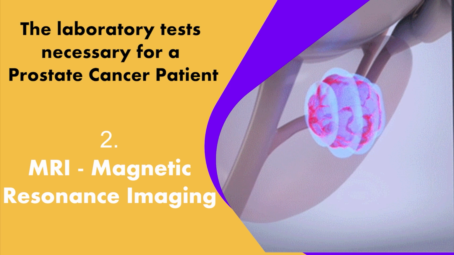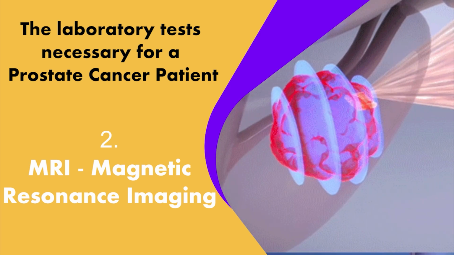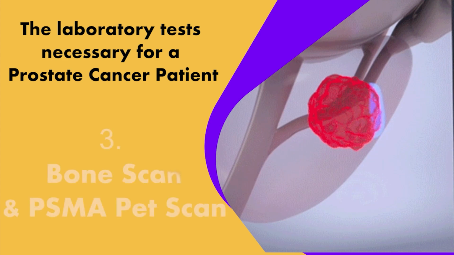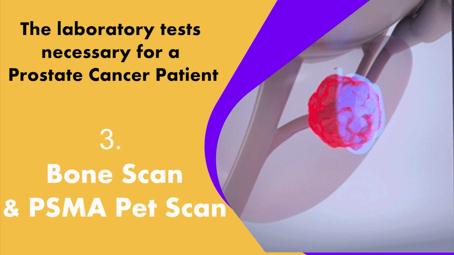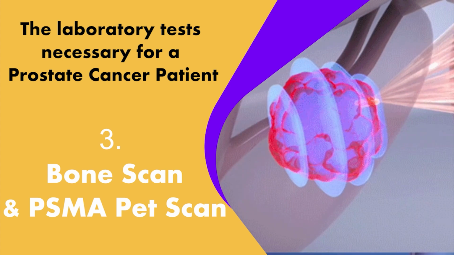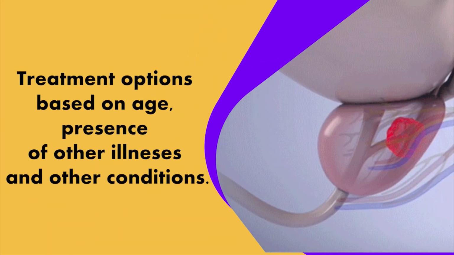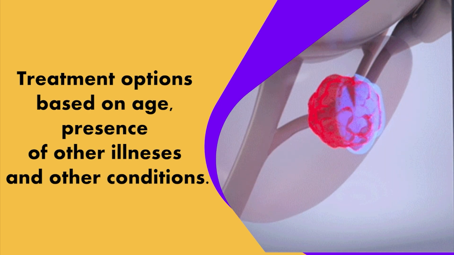Staging is very important. Magnetic resonance imaging helps us to know whether the prostate cancer has gone beyond the prostate or not. Then other things like a bone scan as needed, or the PSMA PET scan as needed, can come in. Once these investigations are done and the stage is determined, you can go ahead and talk about the treatment options that the patient is going to have.